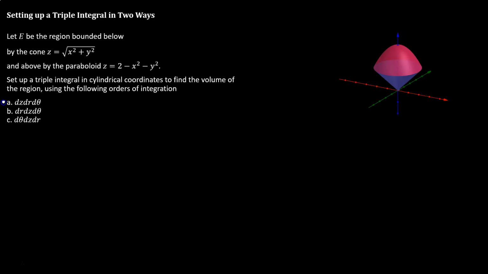If we set it up in the order dz, dr, d theta, so that's the order of integration, then we know that the first integral is with respect to z. And for a triple integral, if we're just trying to find volume, we are going to use the surfaces that we're given to define top and bottom. So the bottom bound for z is the cone. The top bound is the paraboloid.